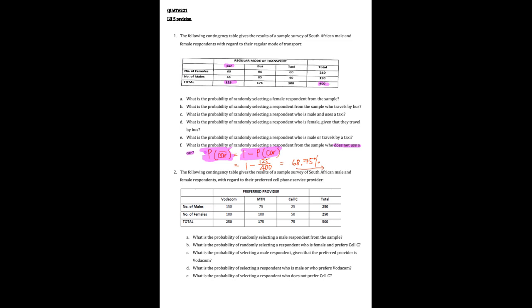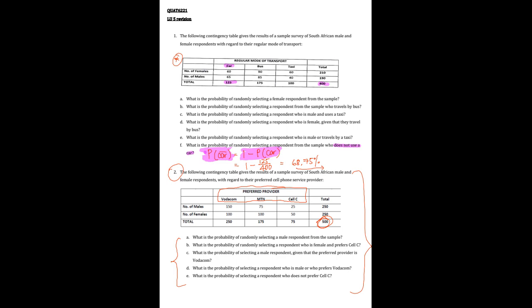I'm actually going to leave out question 2 because you're going to try this one out on your own. I will make the solutions available for it. It's pretty much exactly the same thing as the top. It's just that the table is different, because the first was based on mode of transport, and this is based on which service provider people prefer. There are 500 people, remember, in total, and then they ask you a couple of questions very similar to the ones at the top.